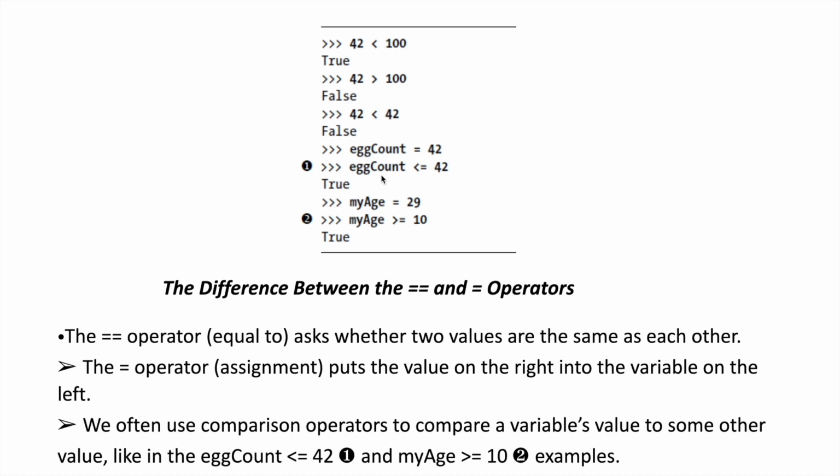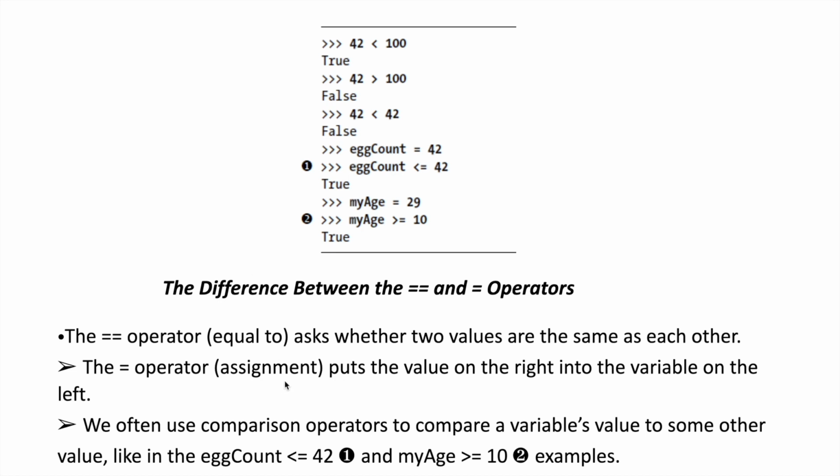See, hope you are understanding. Okay, right? So egg count lesser than or equal to 12. Yes, it's true. Because one is a string and one is, sorry, it's not a string. It is not in quotes.